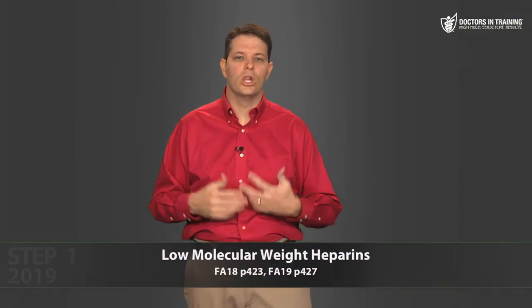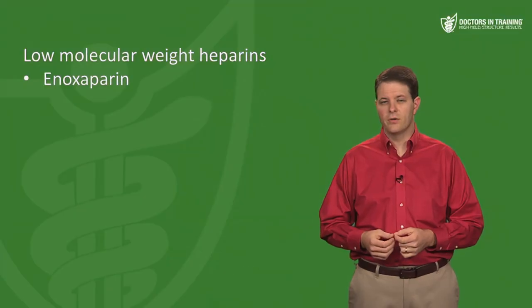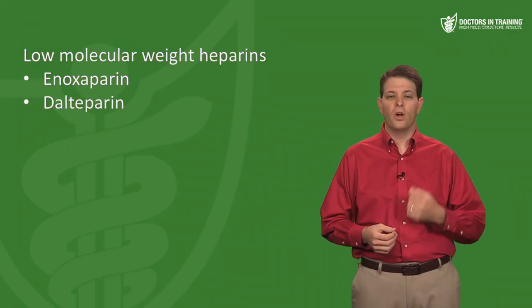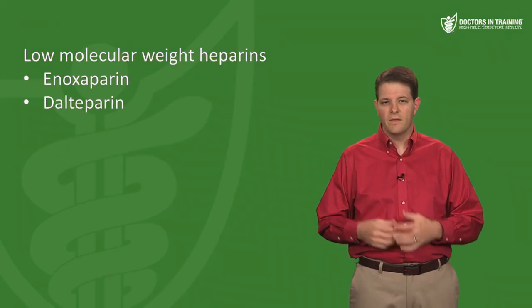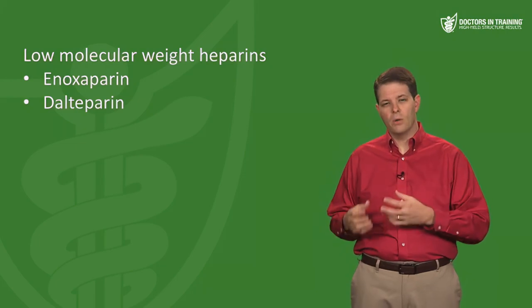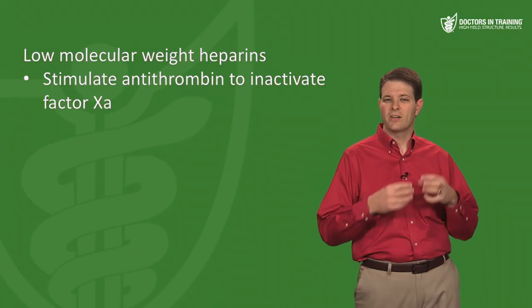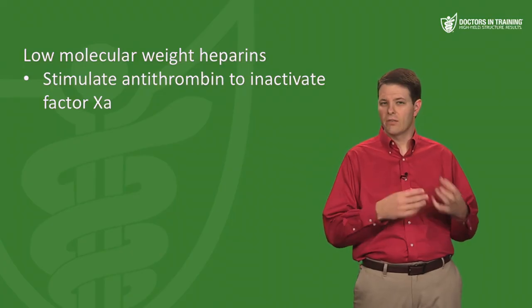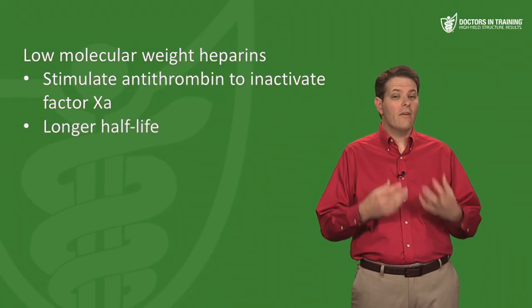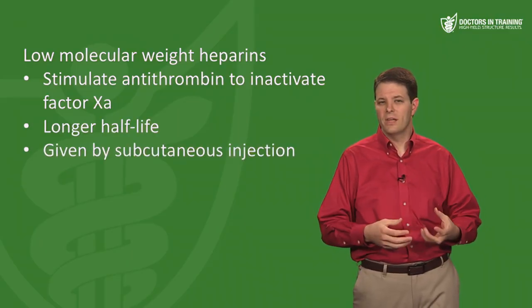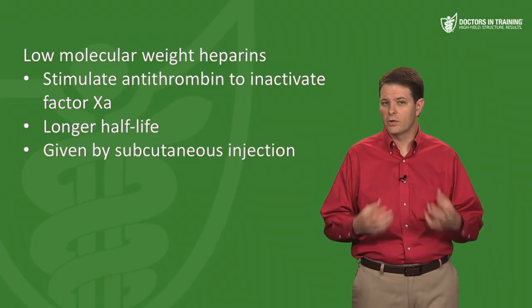Then also there are some low molecular weight heparins, such as the drug enoxaparin, which you may know better under the brand name Lovenox. There's also dalteparin and several others. Now these are smaller than heparin. They have a lower molecular weight, and they act mainly by stimulating antithrombin to inactivate factor 10A rather than by inactivating thrombin. They have a longer half-life than regular heparin, and they're usually given as subcutaneous injections twice a day, or sometimes just once a day, depending on what you're trying to do.